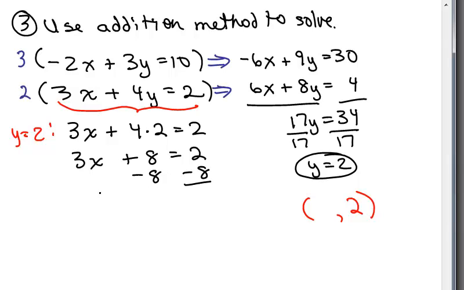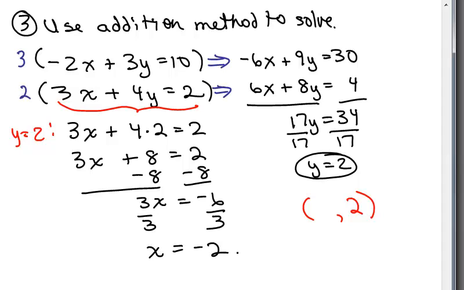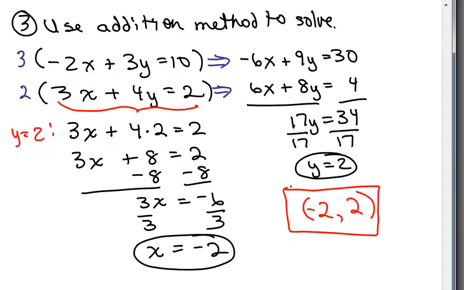Subtract 8 from both sides. Divide both sides by 3. And now you've got that x is negative 2. So now we also know the x coordinate. So this is our solution, which of course we're going to check and make sure it really is a solution to each of the original equations.